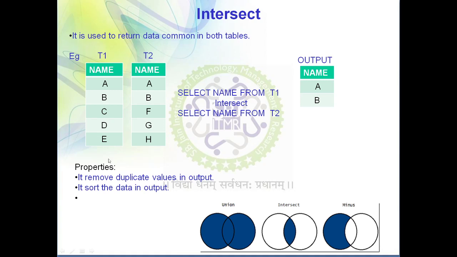So what are the properties of the intersect operator that you need to understand? It removes the duplicate values. Though A and B is present in tables T1 and T2, in the output it is present only once. That means it removes the duplicate value as well as it sorts the data in the output, because this data is represented in ascending order, A and B.